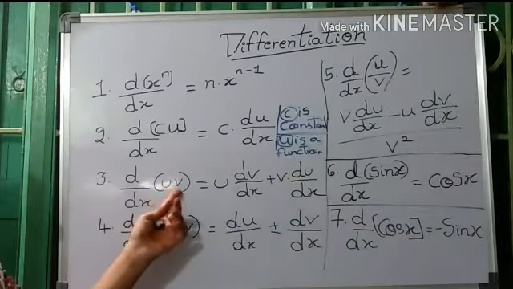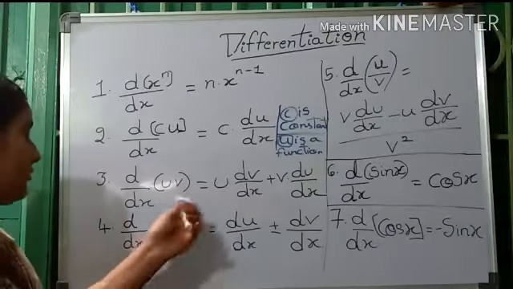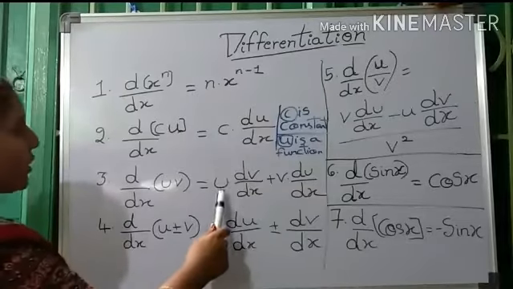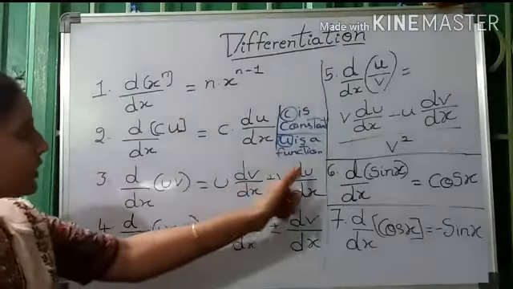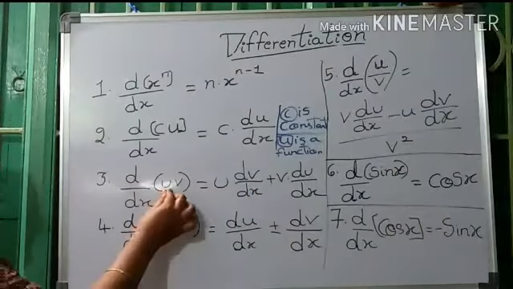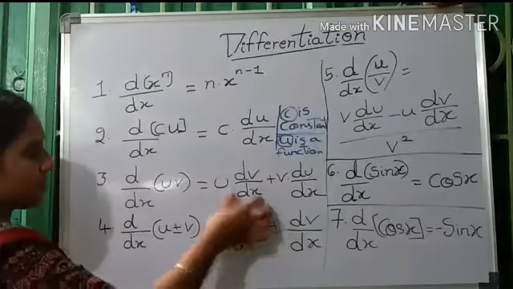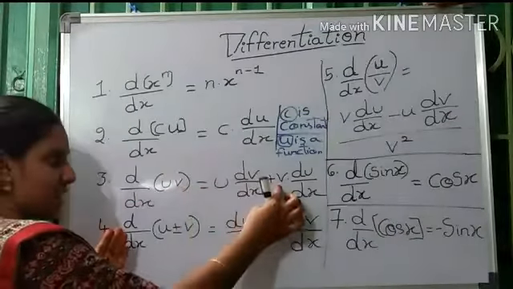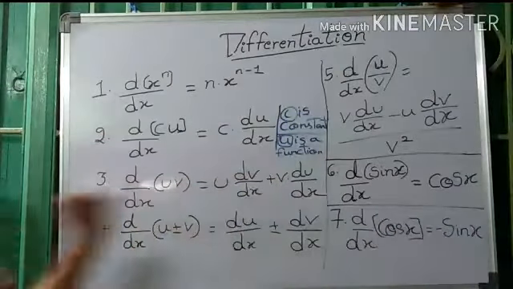Here u and v both are different functions. d by dx of uv is equal to u into dv by dx plus v into du by dx. That is, first write the first function as it is and differentiate the second function, plus next write the second function as it is and differentiate the first function. That is the third formula.